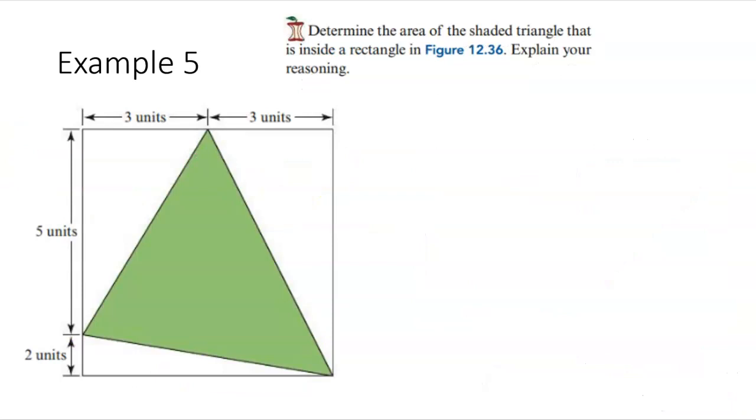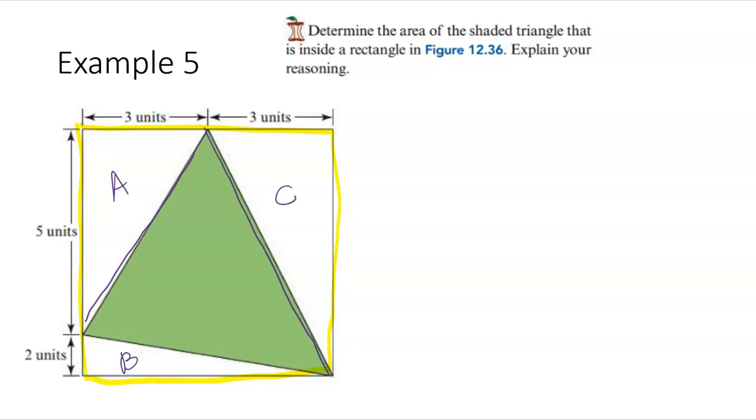Okay, let's look at another example. Determine the area of the shaded triangle that is inside. Explain your reasoning. All right, so I'm going to look at this as a big square, rectangle. I'm not sure if it's a square. No, it's not a square because those side lengths are not equal. And then I'm going to subtract the unshaded pieces. Let's call this A, B, and C.